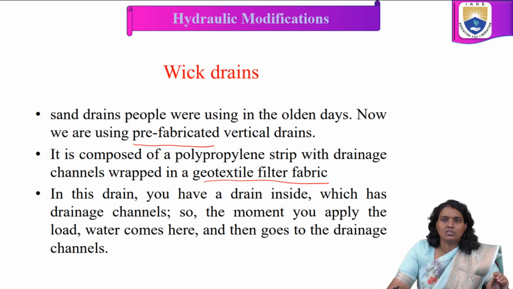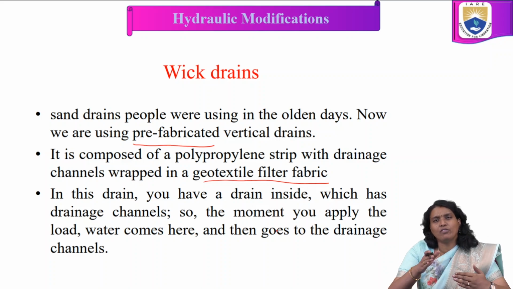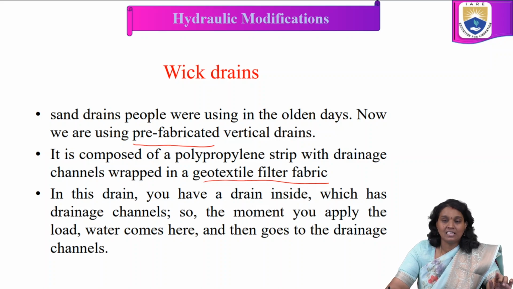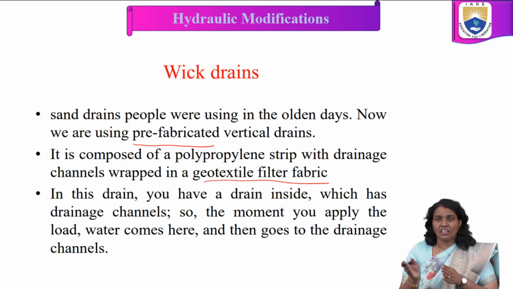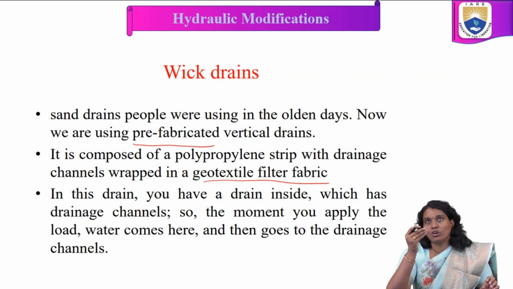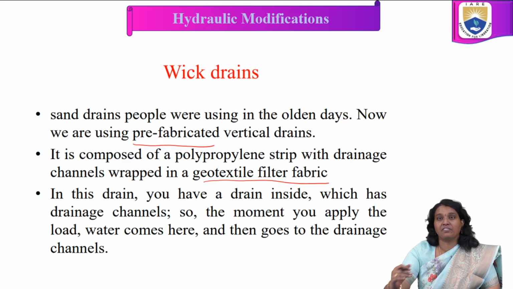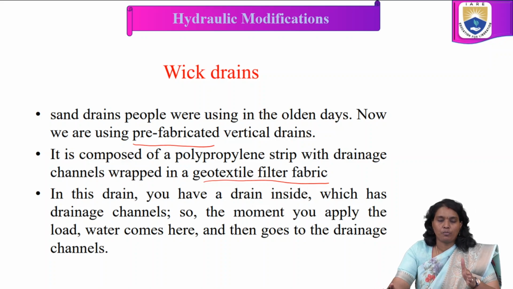So in this drain, you have a drainage channel inside. Whenever we apply the load, water comes in and goes to the drainage channels. In wick drains using this prefabricated filter fabric, the channels depend on the type of movement we are going to apply, and there are different types of drainage channels. So the process is different.